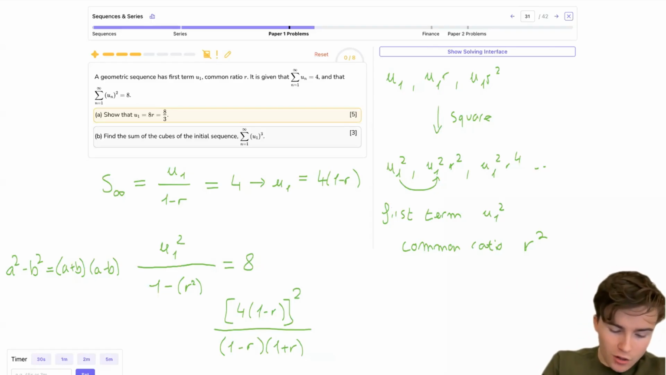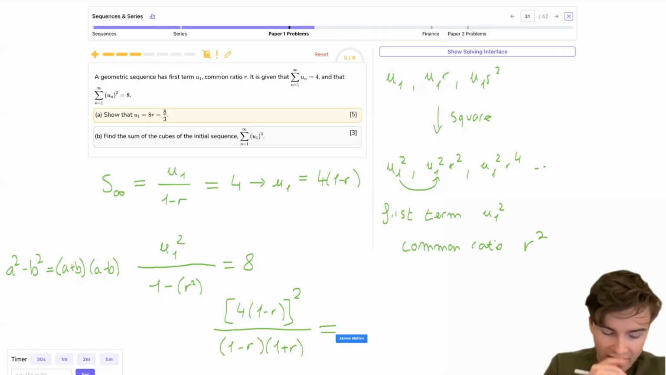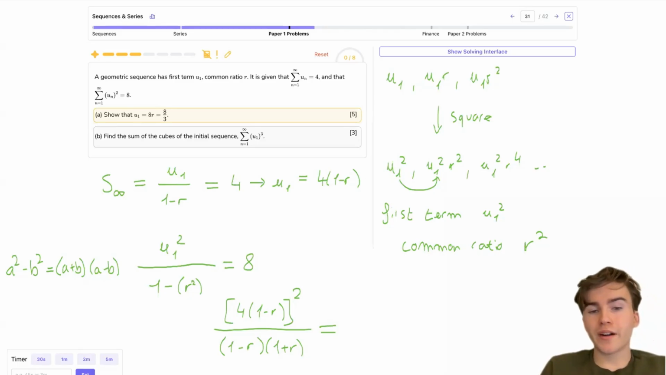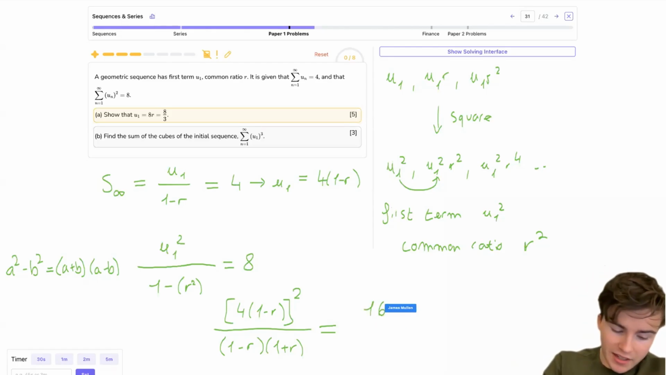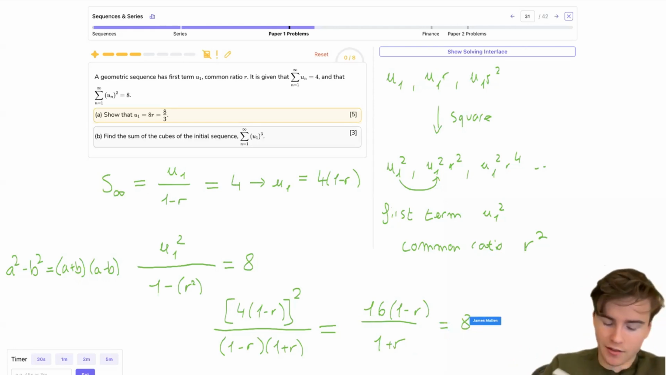Okay, and that was all equal to 8. But before I write equal to 8, I want to realize that in the numerator, I'm going to have 4 squared is 16, and then 1 minus r squared. But I have a 1 minus r in the denominator as well. So one of them is going to cancel, and I'm going to be left with 16 times 1 minus r over 1 plus r is equal to 8.